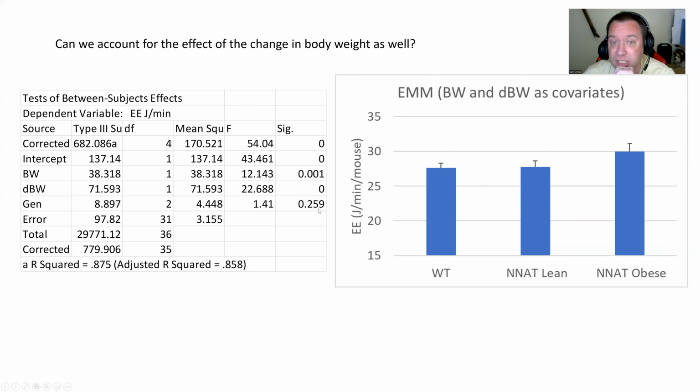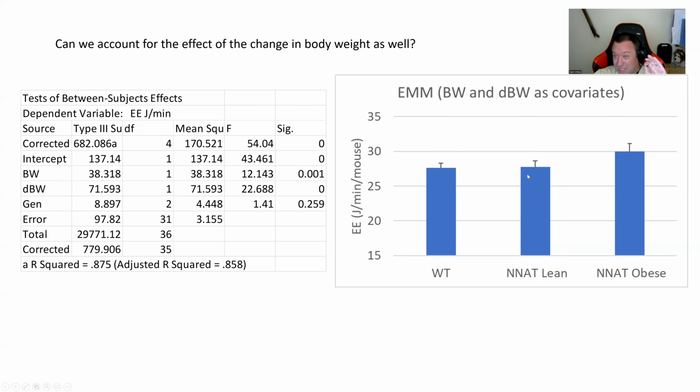And now what we see is our genotype. I mean, they're not strictly genotypes, but group effect will be more honest, because this is actually having 3 different variables, not comparing just wild type to all of these together. It goes away. There's a tendency to higher metabolic rate in the NNAT obeses, but it's nowhere near significant. And the difference is down to sub 2 joules, and that's below 7%.